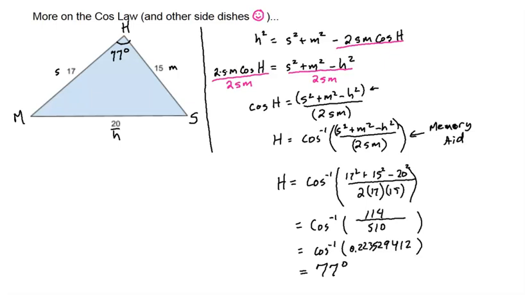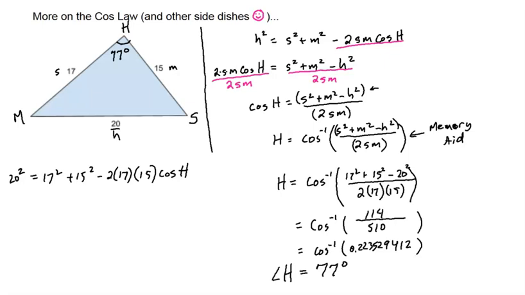If you didn't choose to do it that way, you would have to do some algebra underneath and just say 20 squared is equal to 17 squared plus 15 squared minus 2 times 17 times 15 cos h. And then you would work your way through this. You'd still come up with the same calculation at the end, 114 over 510, that you would have to find the inverse cos to work that out. I should have labeled this h, that's angle h.